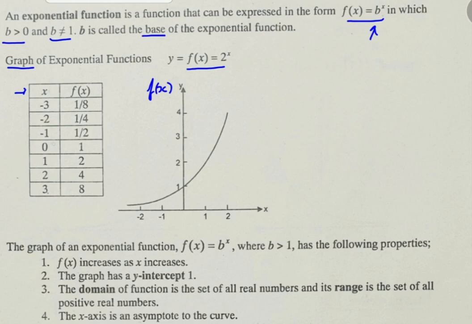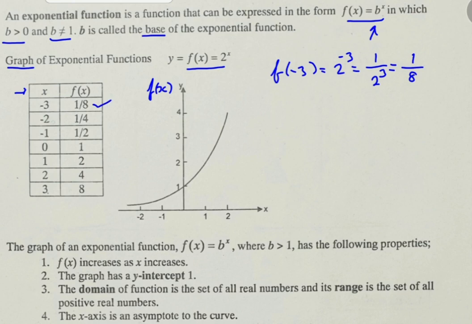The first column contains 7 values of x. Second column, their corresponding values. F of negative 3 is equal to 1 over 8. Yes. F of negative 3 is equal to 2 to the power negative 3. 2 to the power negative 3 is 1 over 2 to the power 3. 2 to the power 3 is 2 times 2 times 2, 8. 1 over 8. Therefore, this one.